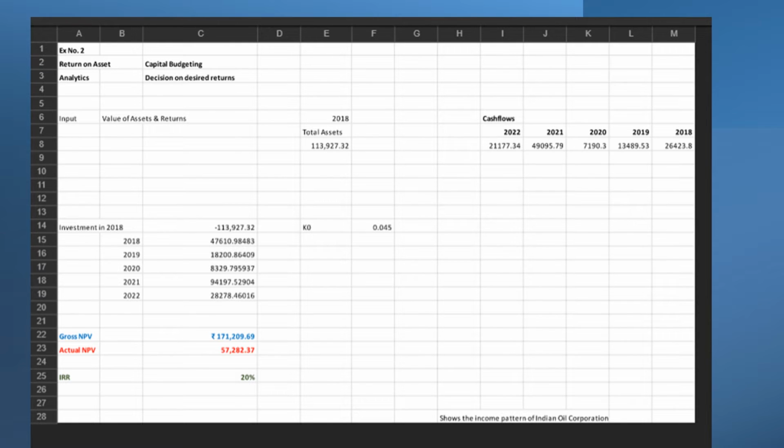So you must know what the inputs are. You have to give the input about the initial investment, the cash flows from that asset, how many years the asset can be utilized, and the desired expected cash flows in each and every year. Once we have estimated them, we can go for the analytics. When you are performing analytics, you have to prepare the summary statement regarding the decision on desired returns.